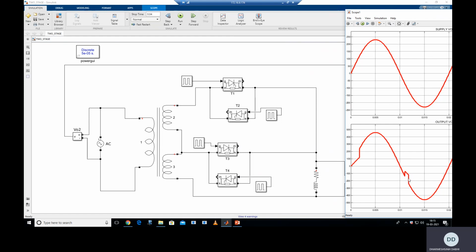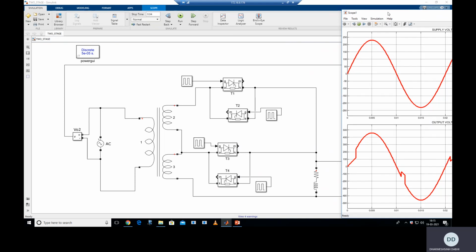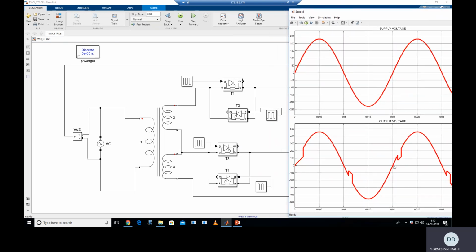And at pi plus alpha, when you fire this T2, what will happen? This winding voltage comes reversely across T4, so T4 will turn off, and the whole secondary winding voltage comes across the load side. It means 2 Vm sin omega t. So that follows 2 Vm sin omega t up to the angle 2 pi. You can see that up to this 2 pi, or 20 millisecond, it follows 2 Vm sin omega t.